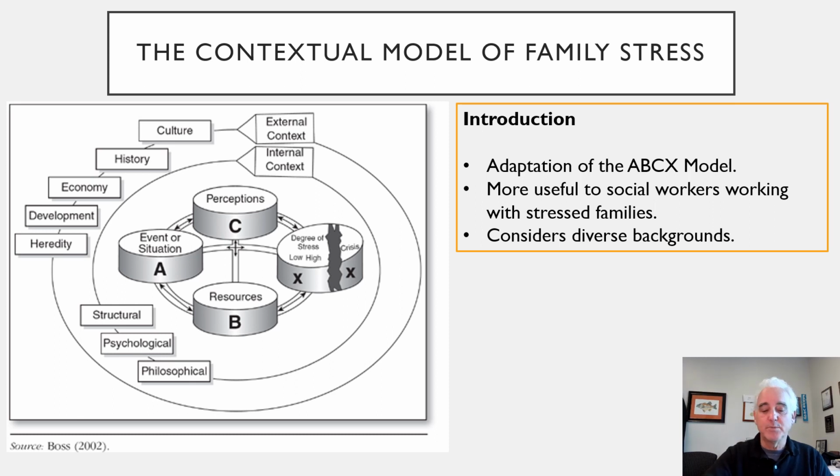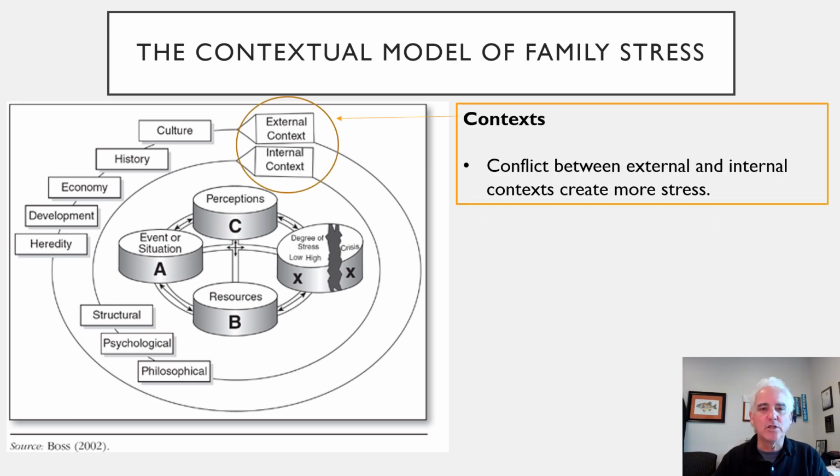So let's move to the next slide. Now, see what the circle is there? There's a couple of contexts that we're going to consider when we think about working with these families. There's a set of external contexts that we might consider: things like culture, history, economy, development, and heredity. And then there's some internal contextual issues: the way the family is structured, their psychological makeup, and their kind of philosophy about life. And those two may find themselves in conflict with each other. Let's explore these in a little bit more detail in the next few slides.